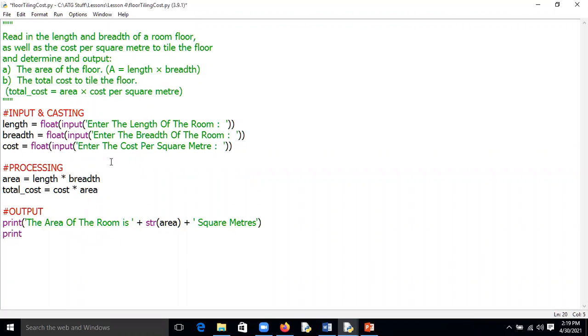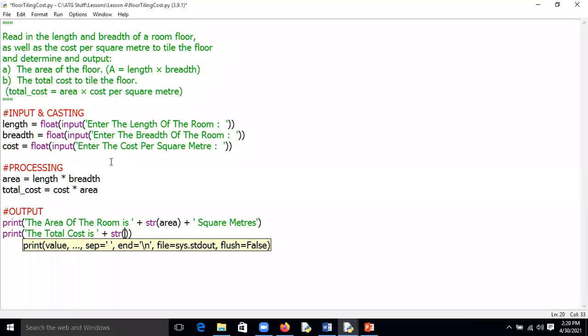And then obviously we've got print the total cost is, and that's going to be str, and that's going to be total cost. Now, let's see what it actually looks like.